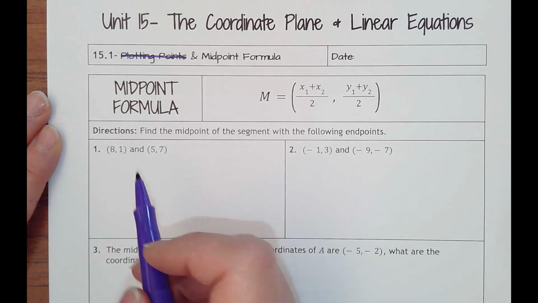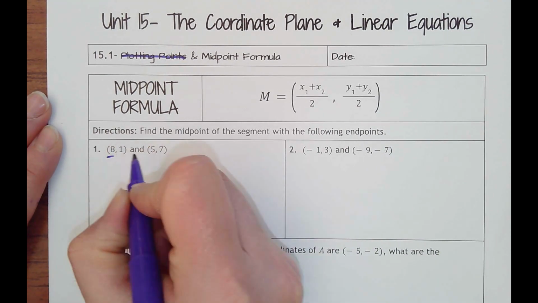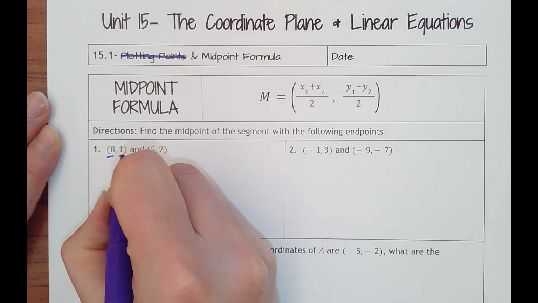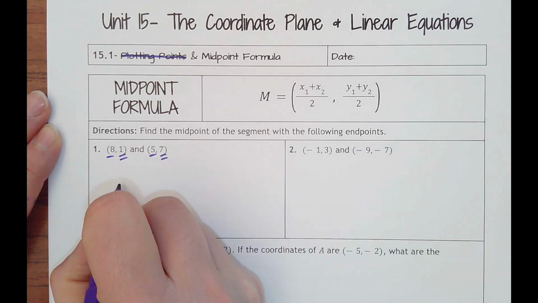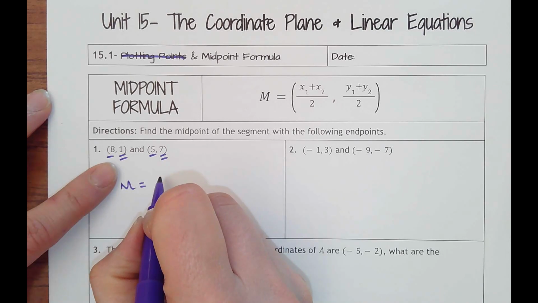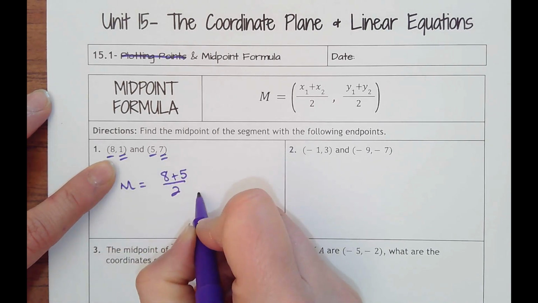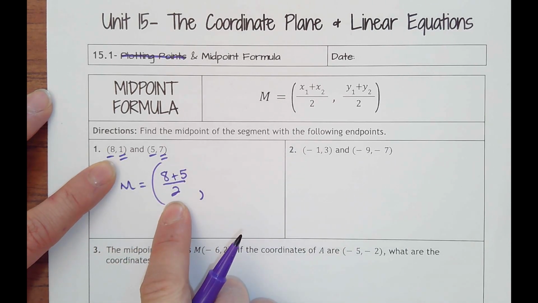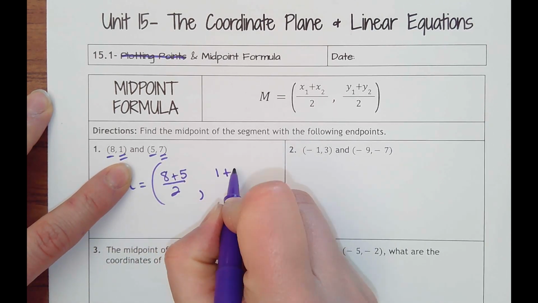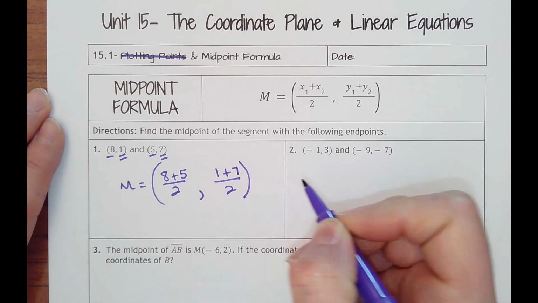And so number 1, it's really easy, everything's positive. 8 and 5 are your x values, 1 and 7 are your y values. So to find your middle, you would literally just have 8 plus 5 divided by 2. That's going to get your x value that's in the middle. And then 1 plus 7 divided by 2, that's going to get your y value that's in the middle.